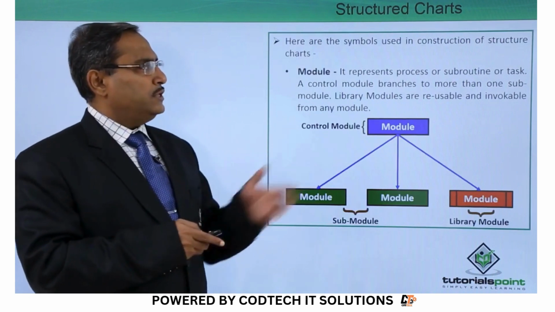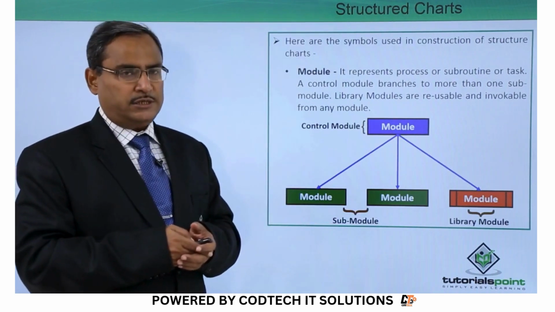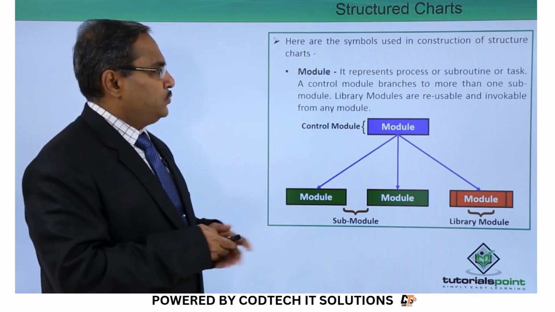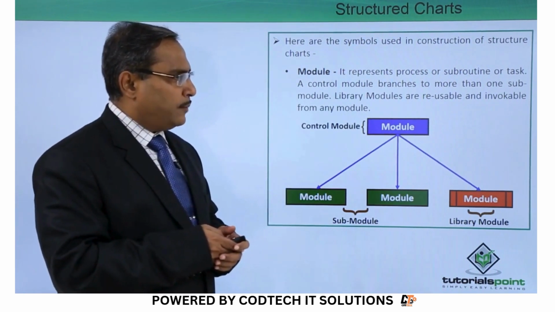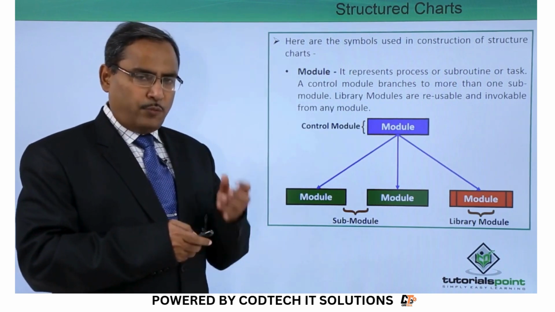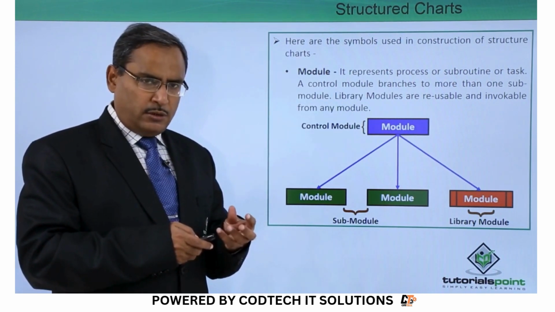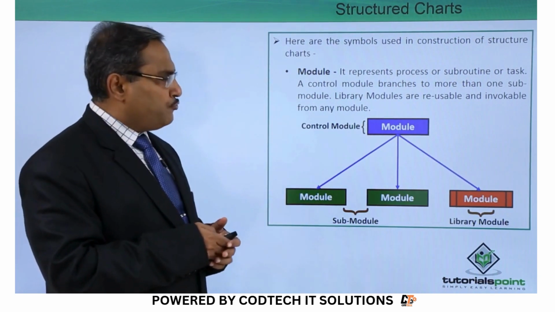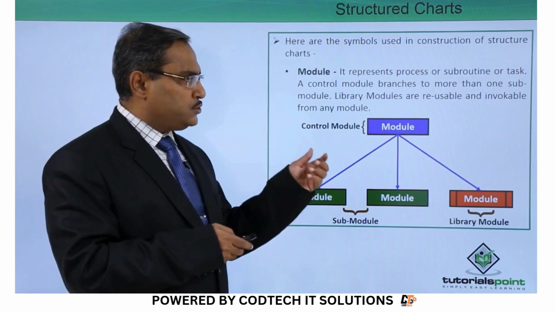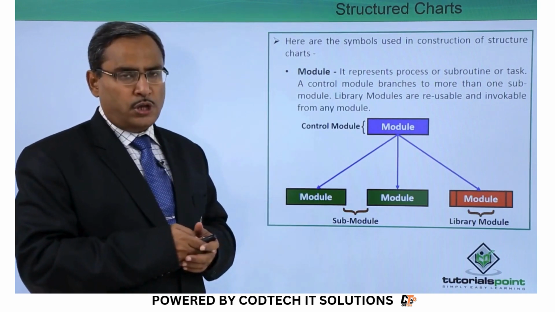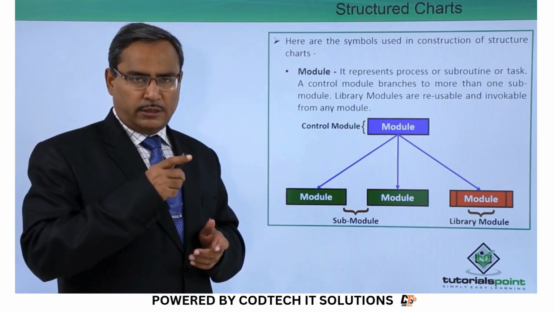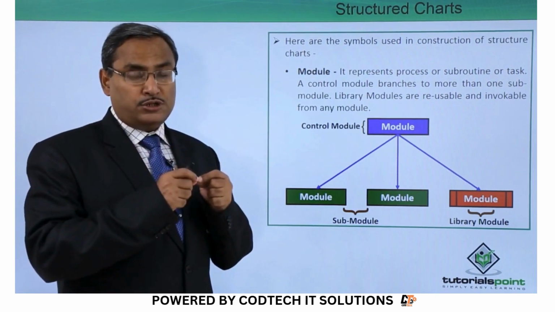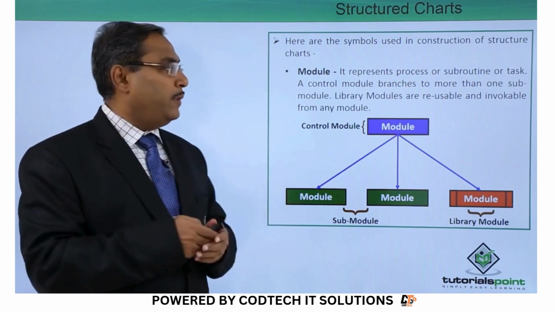Here are the symbols used in the construction of the structure chart. Let us start our discussion with the module. It represents a process, a subroutine or a task. A control module branches to more than one submodule. Whenever there are conditional statements, then depending upon whether the condition is true or false, it will have multiple branches.